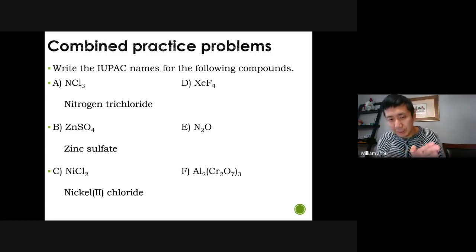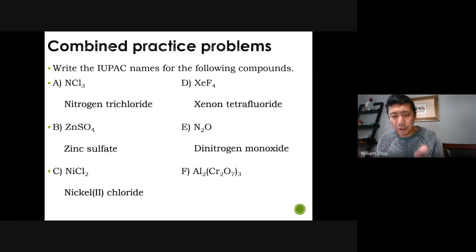D, xenon tetrafluoride. Xenon is a nonmetal. Fluorine is a nonmetal. You have nonmetals, so tetra for 4. Okay, does that make sense? N2O, dinitrogen monoxide. You have to have the mono because the O comes second. Okay, last one is the tough one.